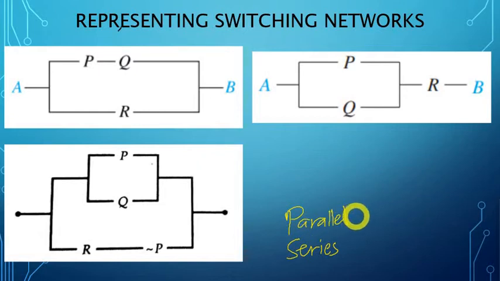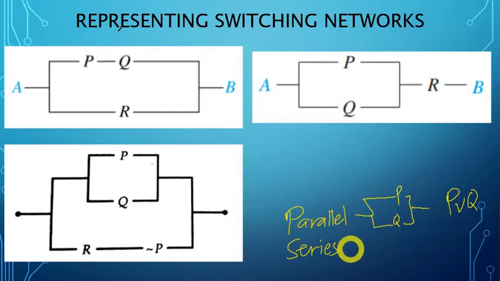So the parallel network looks something like this. If these are your two switches P and Q, this is analogous to P or Q. On the other hand, our series looks like this. These are your two switches P and Q, and it is analogous to P and Q. Our conjunction for series, disjunction for parallel. So, we're going to use our knowledge of these analogies to represent our networks.